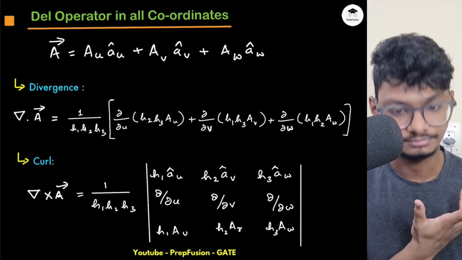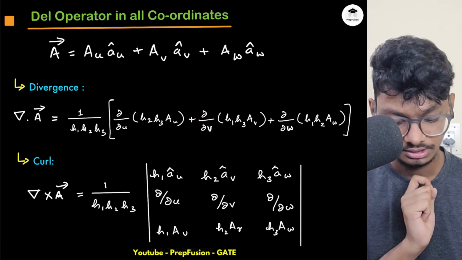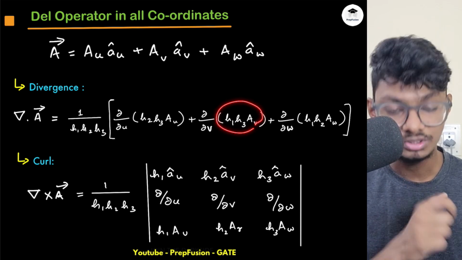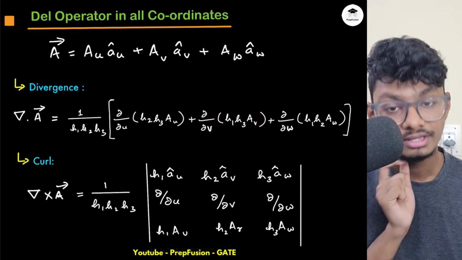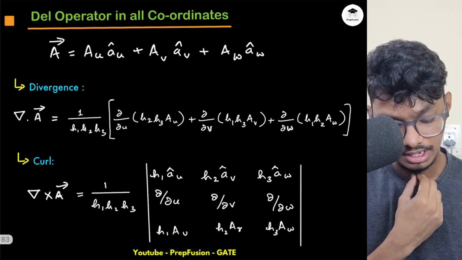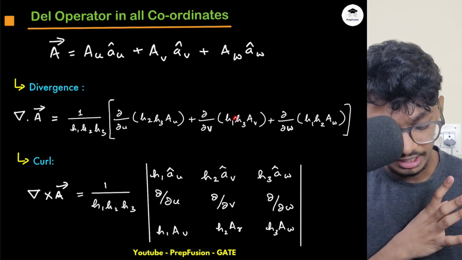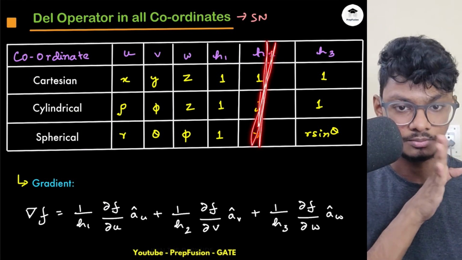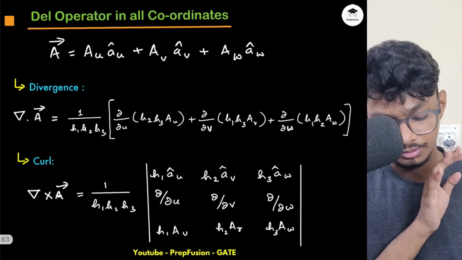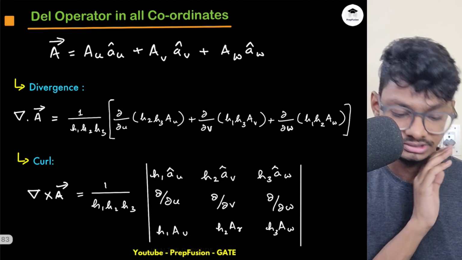Then again, here this is del by del V. Del by del V is simply H1 times H3 into AV. H1 and H3, what is H1? H1 is simply 1 and H3 is simply 1. Again, I will hide the second row. When I am computing the divergence for the second component, I will hide the second row. When I am computing the divergence for the third component, I will hide the third row.